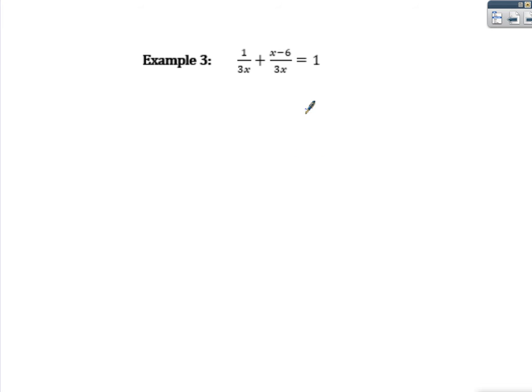Okay, so let's look at another example. I'm not going to do all of the examples that are in your notes packet, but as always, we're going to work on them in class and you're going to check your answers. So I'm going to skip to example 3.